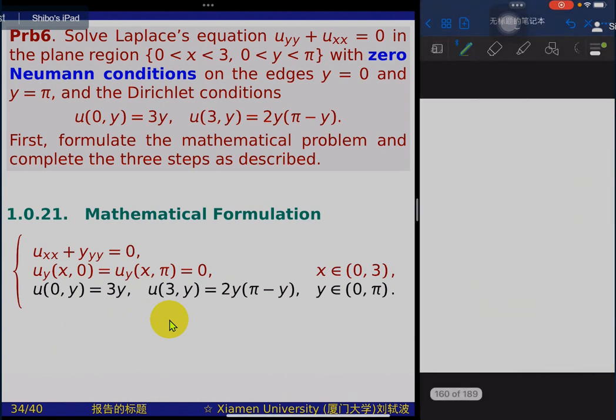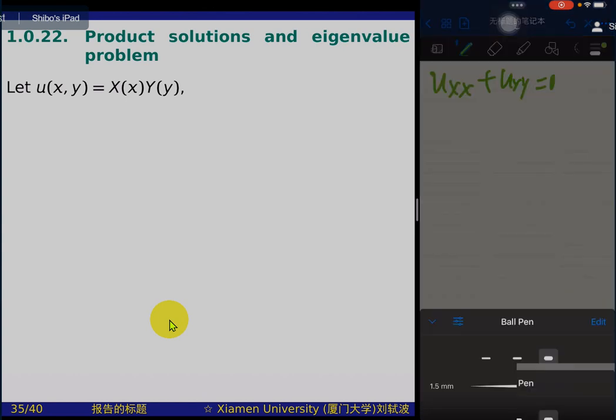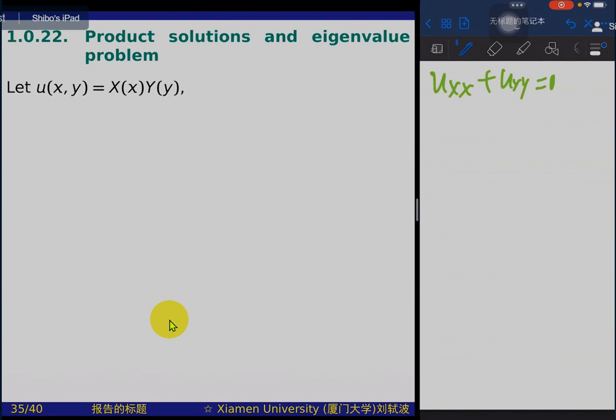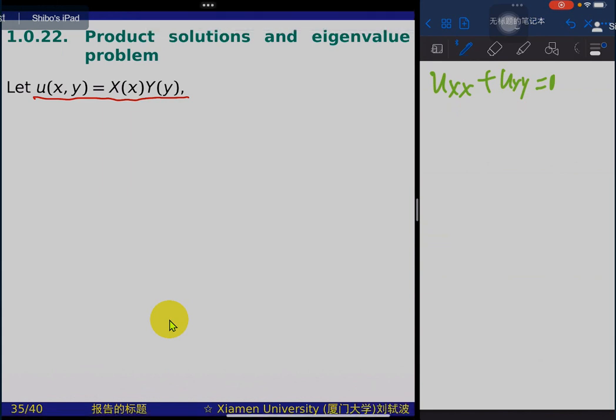Now, having stated the problem mathematically, we need to solve the problem. The first step, that is the first question of this problem, is to find the product solution and state the corresponding eigenvalue problem. As before, our equation is uxx plus uyy is 0. To find the product solution, we try to find a solution of the form a function of small x times a function of small y, that is capital X and capital Y. And as before, we need to compute the partial derivatives of this u that appear in the equation. We have uxx and uyy, so you need to compute the corresponding uxx and uyy for this product solution. Of course, it is easy. Well, uyy is XY double prime, and uxx is X double prime Y.